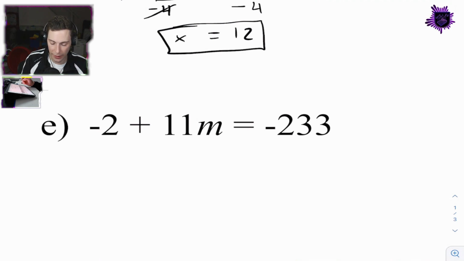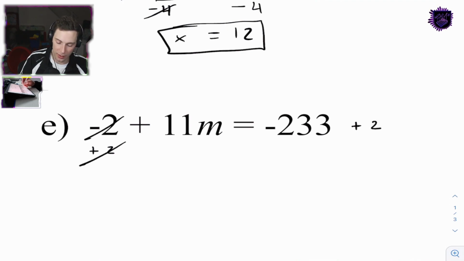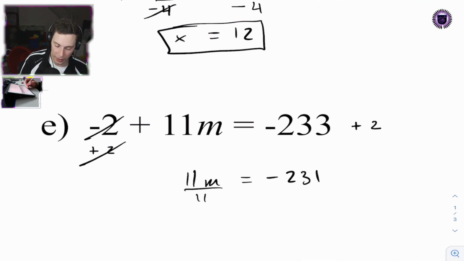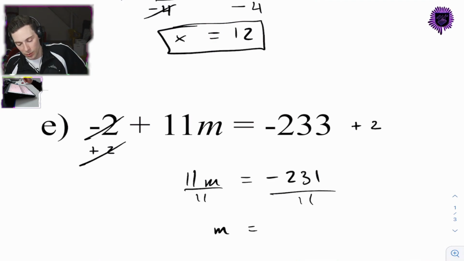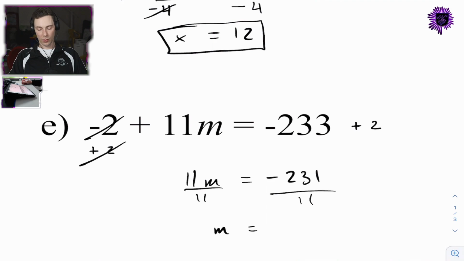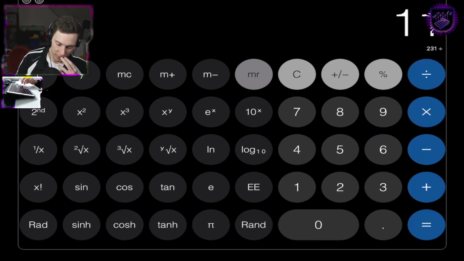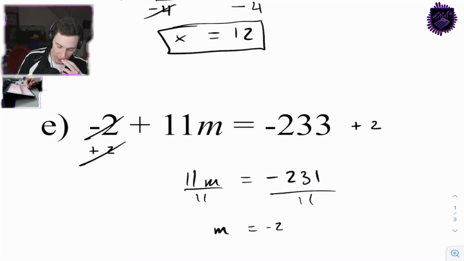E, negative 2 plus 11M is equal to negative 223. So we're going to plus 2 on both sides, plus 2. On this side, it cancels out. On that side, it's left with 11M is equal to negative 231. Let's divide both sides by 11. And that will be equal to m is equal to 231 divided by 11? 21. Negative 21.